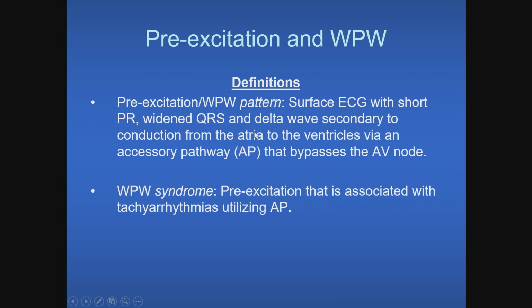There are two important definitions when you're thinking about Wolff-Parkinson-White. There's the pre-excitation pattern, so a surface ECG with a short PR, a widened QRS, and a delta wave that is related to a bypass tract, but may or may not be associated with any arrhythmia. And then there's Wolff-Parkinson-White syndrome, that's pre-excitation that is associated with tachyarrhythmias that utilize the accessory pathway.